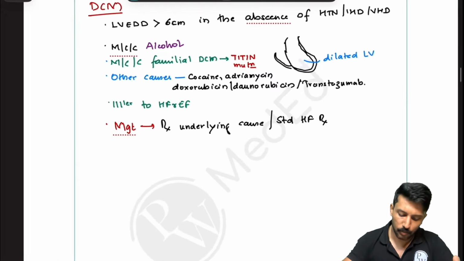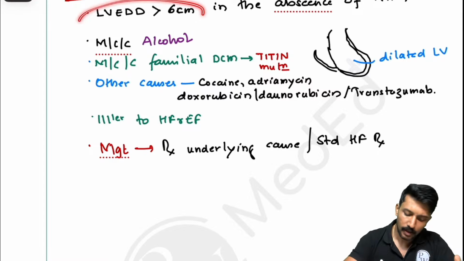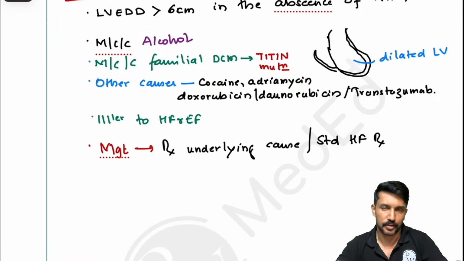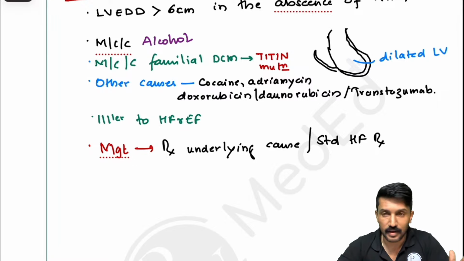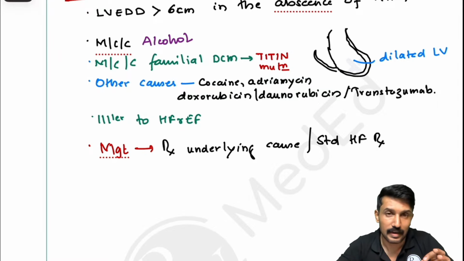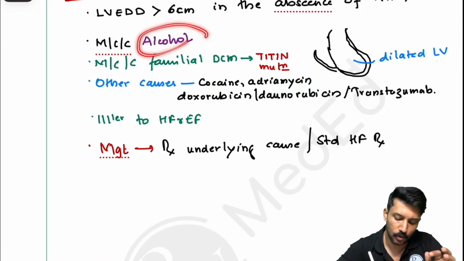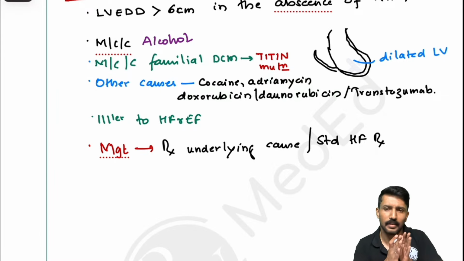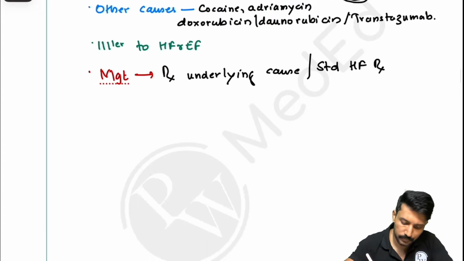So, important MCQ points on dilated cardiomyopathy. Left ventricle dilates without a valvular cause for its dilatation. Commonly, it can dilate in AR, it can dilate in MR, but without a valvular lesion, left ventricle is dilating. Most common cause is alcohol, most common familial cause is titin mutation. The rest of the things are not that important, they're unlikely to be asked.